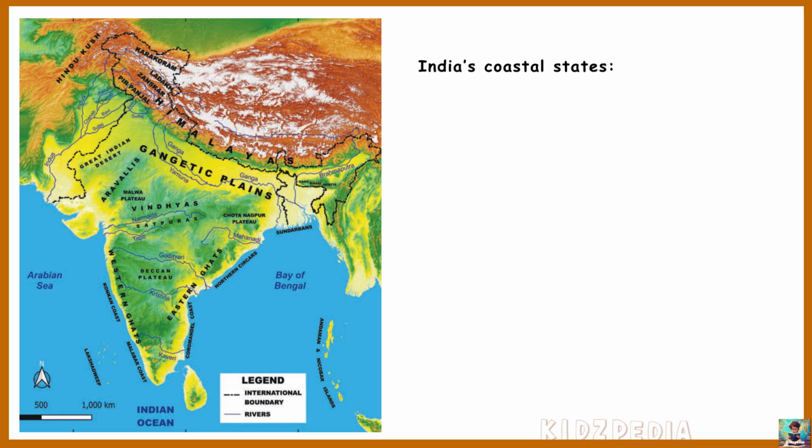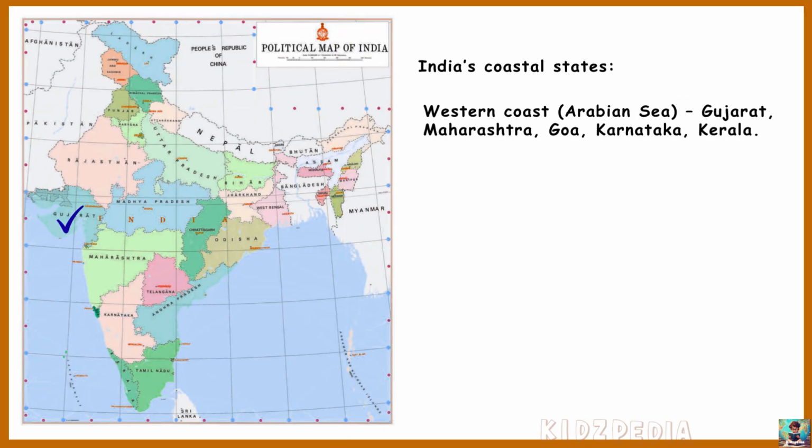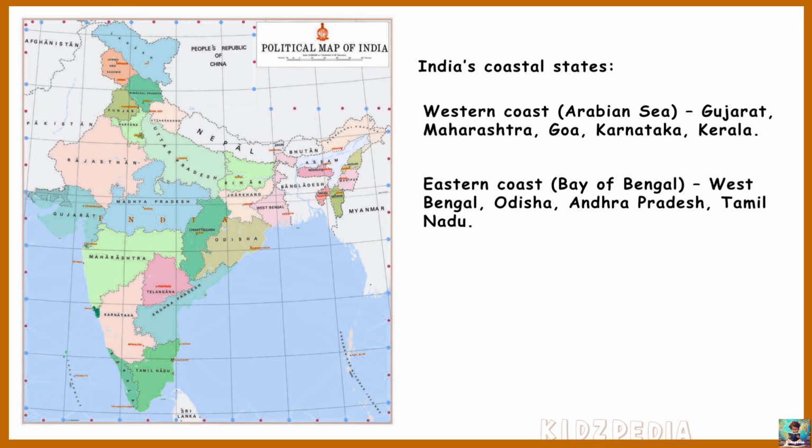Coastal states are the states that lie along the sea. India has coastal states on both the western side and the eastern side. On the western side of India, along the Arabian Sea, we have Gujarat, Maharashtra, Goa, Karnataka and Kerala. Now, look at the eastern side along the Bay of Bengal. Here we have West Bengal, Odisha, Andhra Pradesh and Tamil Nadu.